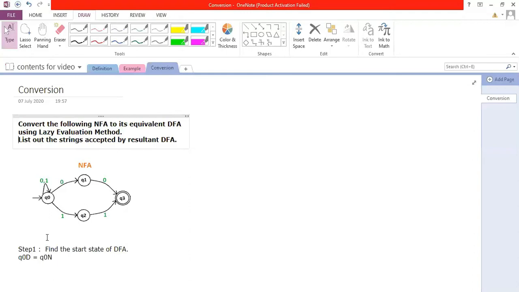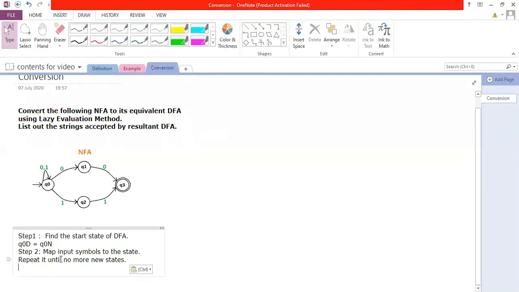Now, what is the first step? As I said, the first step is to find the start state of the DFA. We denote it like this: D indicates DFA, N indicates NFA. So Q0 D, the start state for the DFA, will be the same as the start state of the NFA. No change there. That is done, so Q0 itself is the start state. The next step is to map the input symbols to the states and repeat until there are no more new states. Let's see how to do it.